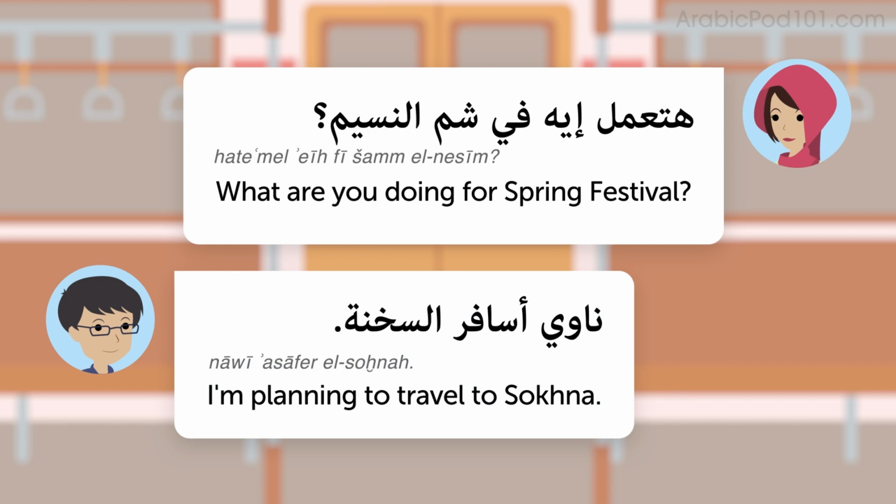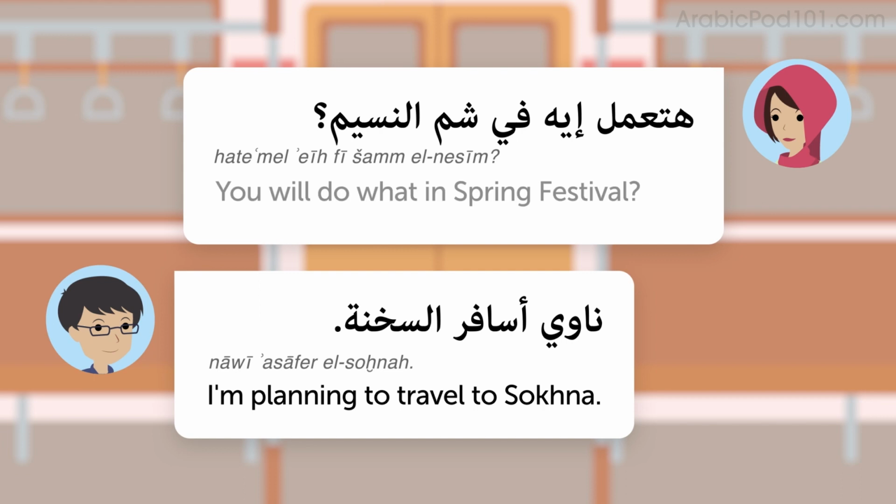First of all, you'll need to learn how to say, what are you doing for Spring Festival? That's, هتعمل إيه في شم النسيم؟ The Spring Festival celebrates the beginning of spring. Listen to it again. هتعمل إيه في شم النسيم؟ This Arabic sentence literally translates as, you will do what in Spring Festival? But it means, what are you doing for Spring Festival?